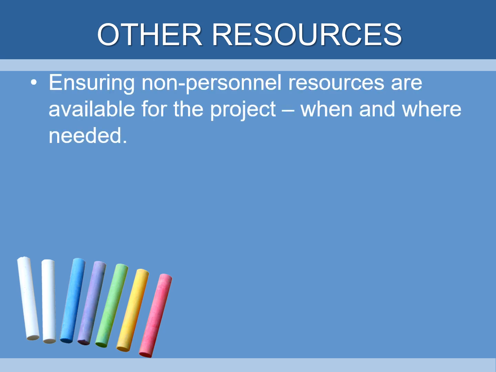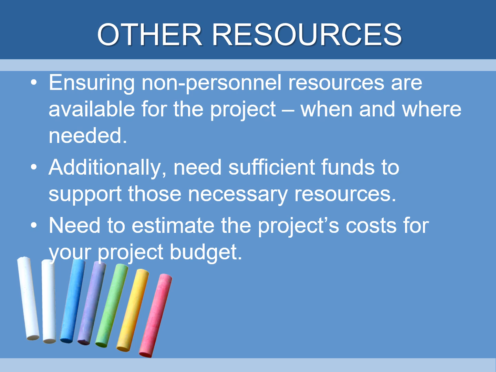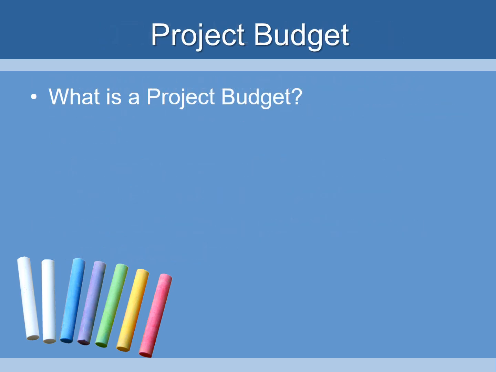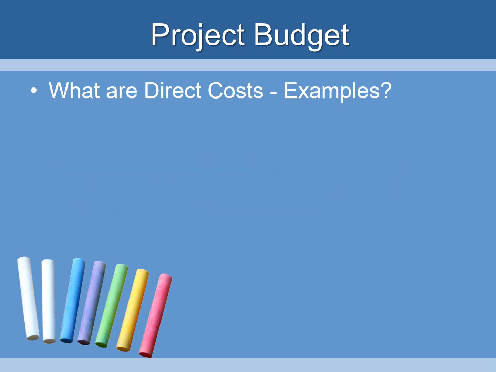Some other resources: ensuring non-personnel resources are available for the project, if, when, and where needed. Additionally, you might need sufficient funds to support those necessary resources, so it's always good to pad your budget a little bit with a little buffer. You need to estimate the project's cost for your project budget. What's a project budget? Well, it's pretty much a detailed time-phased estimate of all your resource costs for your project, including all the direct and indirect costs.